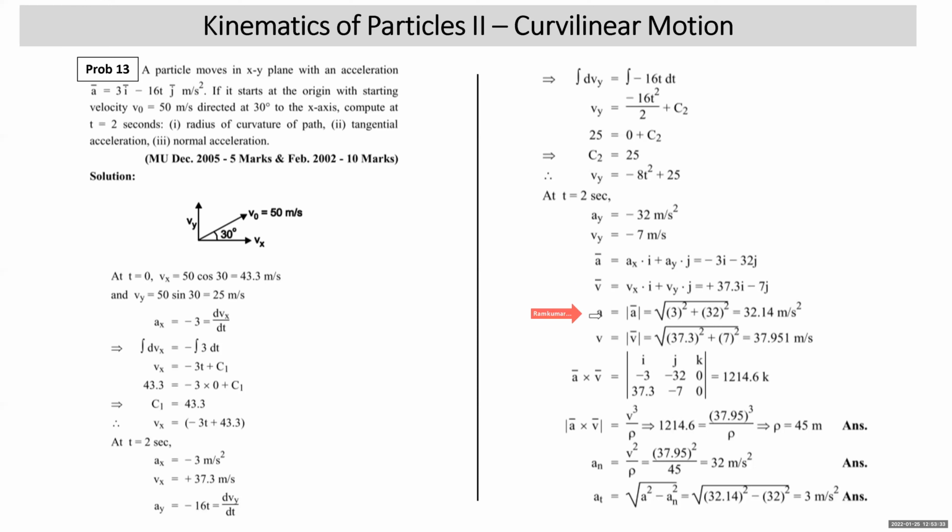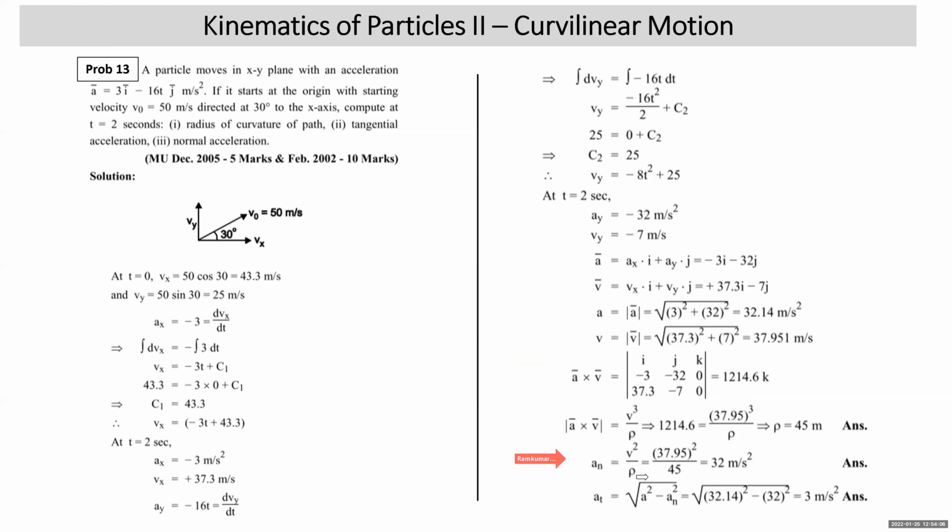The magnitude of acceleration is the mod of acceleration, that is square root of ax square plus ay square. You got a. The velocity magnitude is the mod of the velocity vector, square root of vx square plus vy square, you get 37.9. Then a cross v is the determinant with i, j, k; ax, ay, az is 0; vx, vy, vz is 0. So you get 1214.6. Then mod of a cross v is v cube upon rho. Mod of a cross v is 1214.6. Velocity is substituted, you get the radius of curvature.